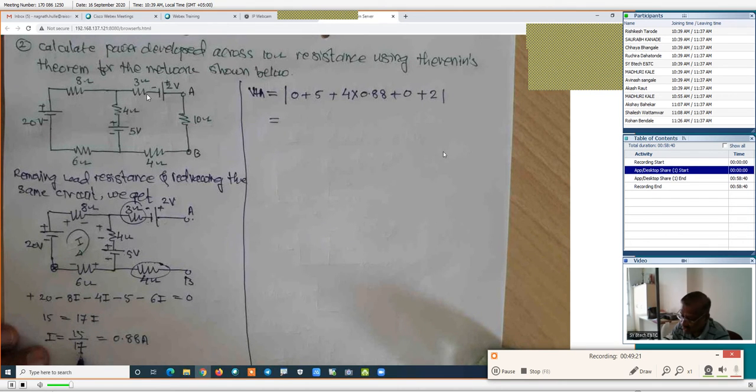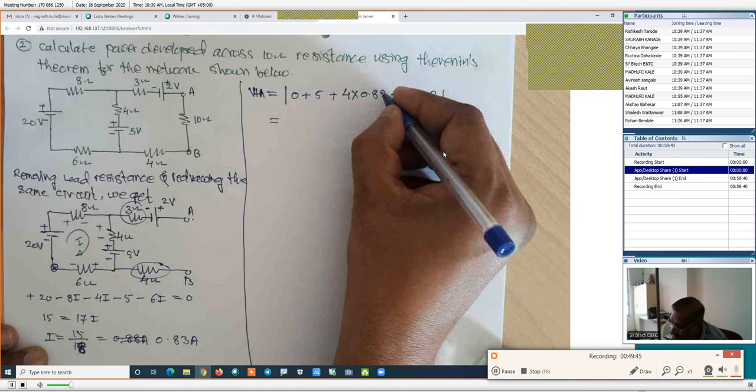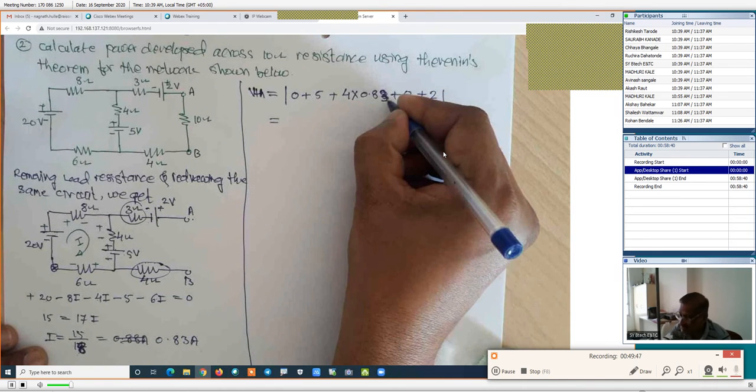This is value 4 plus 8. How much? Sorry. 4 plus 8 plus 6. It is 18. Absolutely correct. This is 18. Correct. And how much is this value? 0.83. This is 0.83 amperes. Absolutely right. In that case, this value will be 0.83 amperes. Fine.